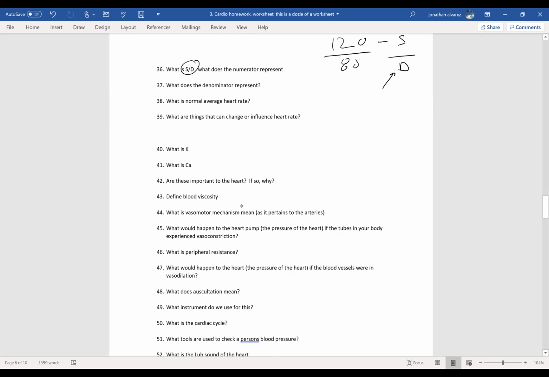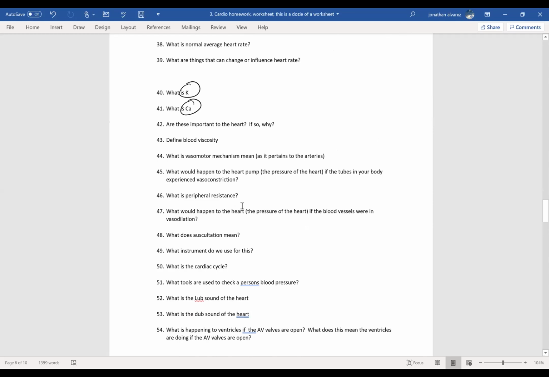Okay, K is potassium, Ca is calcium. And these are important for contraction of the heart. So we need fuel and we need electricity. And the electricity is done through ions: calcium, sodium, potassium. So if these are out of range, you can have heart contraction problems and even skeletal muscle contraction problems.